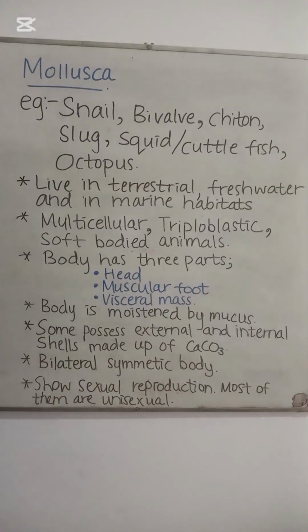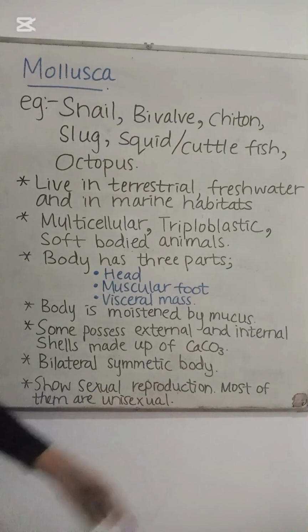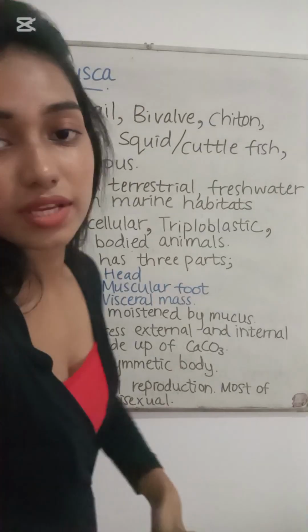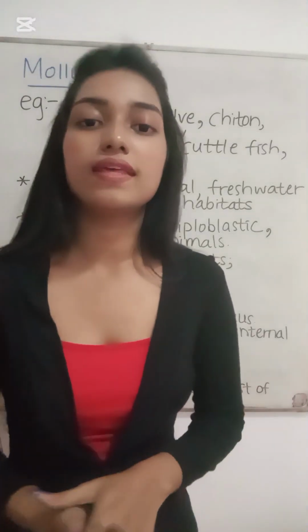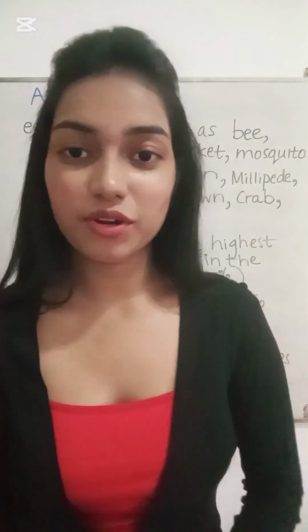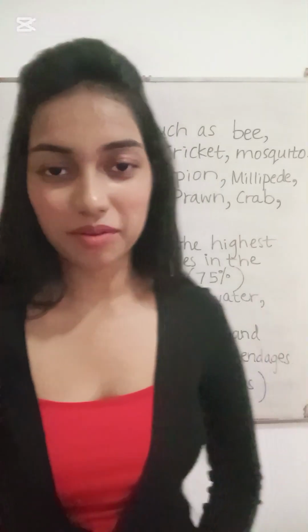And their body is bilateral symmetrical, and they show sexual reproduction, and most of them are unisexual. What does it mean by unisexual? That means in their body they produce only one type of gamete, right? Now we are going to talk about phylum Arthropoda, right?